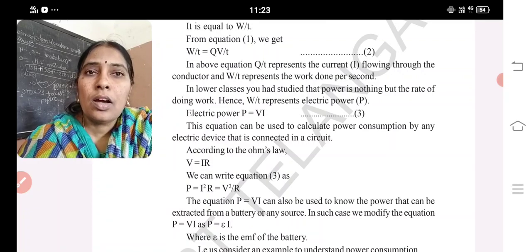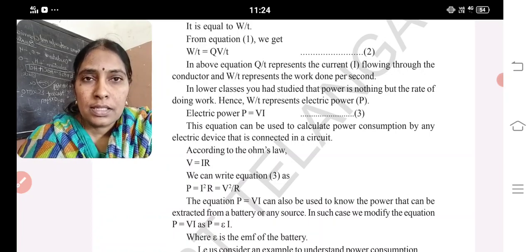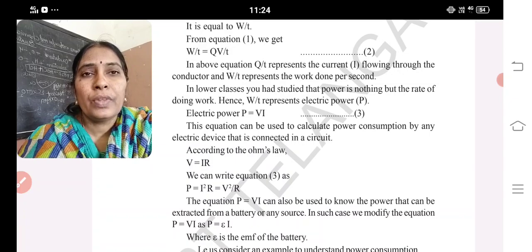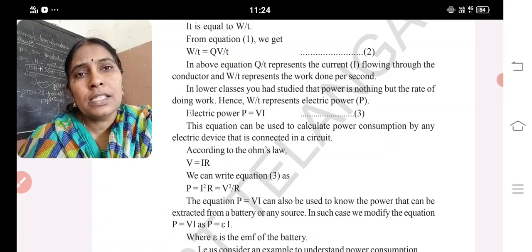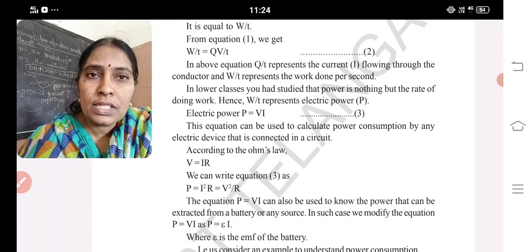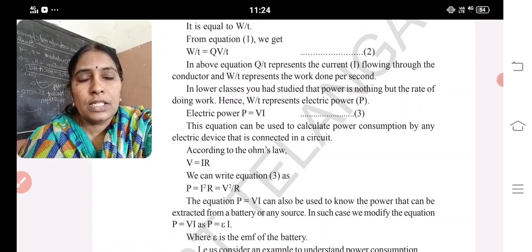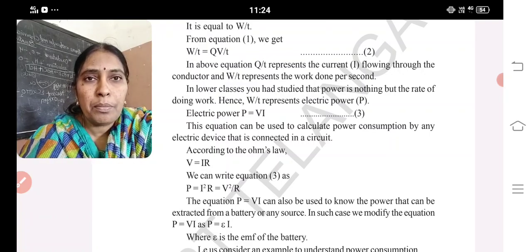And the loop law: the algebraic sum of the increase or decrease in the potential difference across the conductor is equal to 0. According to the law of conservation of mass, mass is neither increased nor decreased. Here also, the sum of increase or decrease in the potential difference is equal to 0. If 3 volts are increased, 3 volts are decreased, so the sum is equal to 0. The total potential becomes 0, which is said to be the law of conservation, like mass.